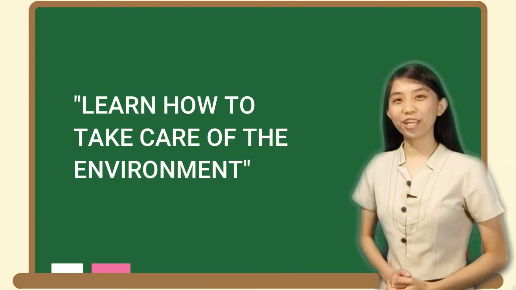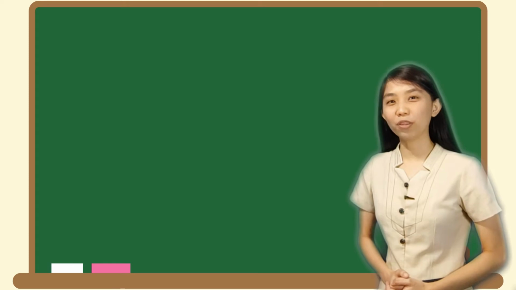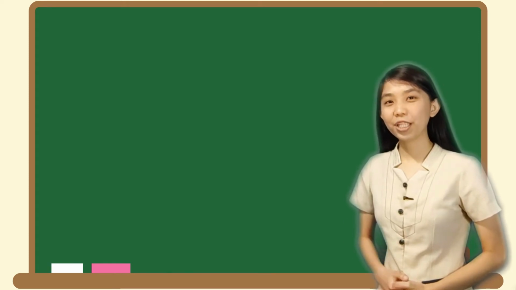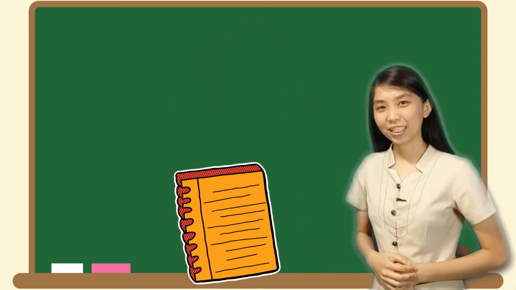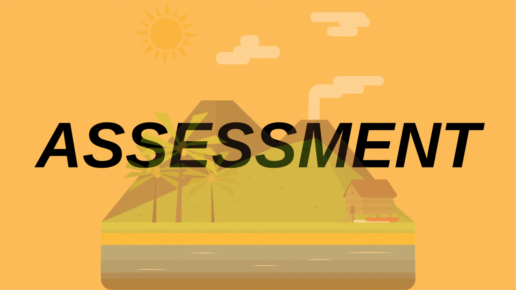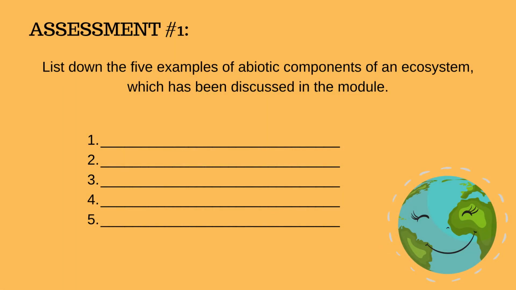To be a steward of the environment, you must learn how to take care of it. Let us check your knowledge about the environment. Ready your pen and paper and answer the assessment. List down the 5 examples of abiotic components of an ecosystem, which has been discussed in the module.